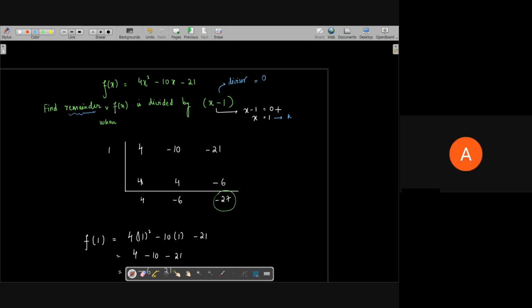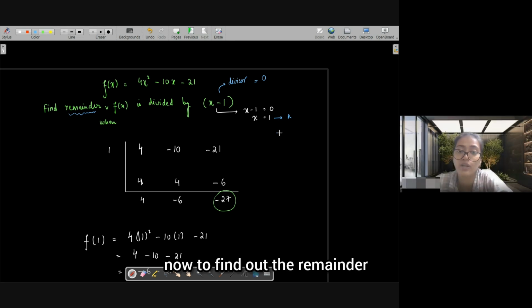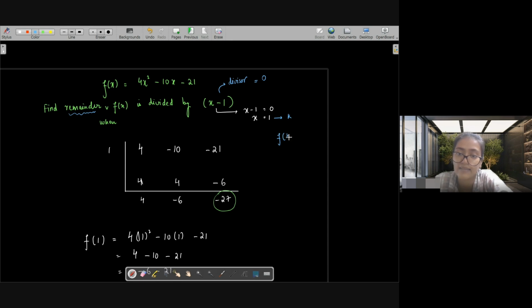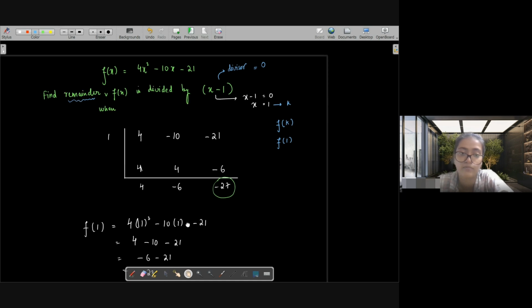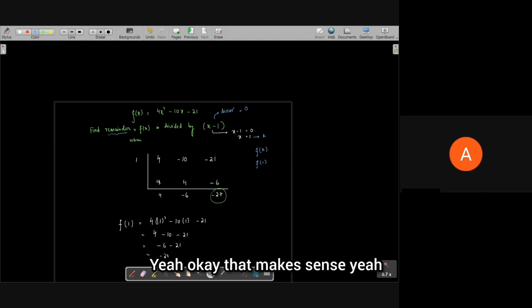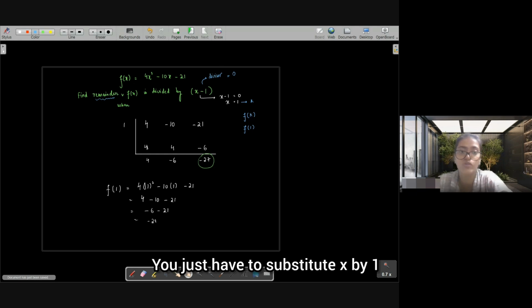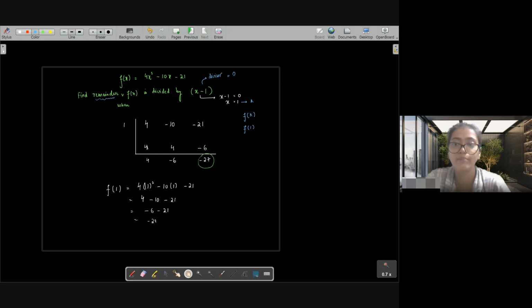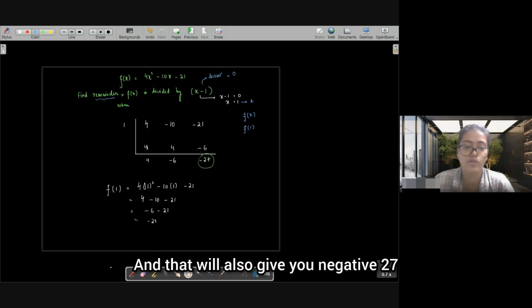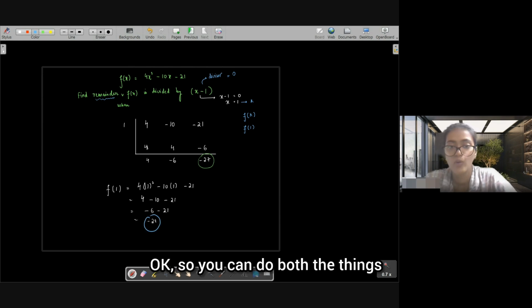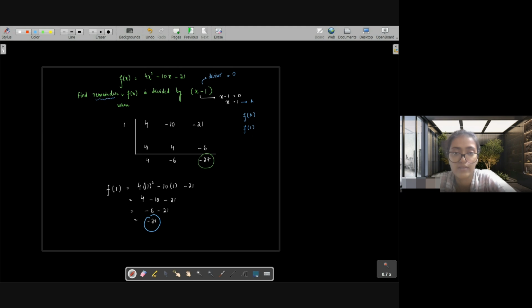Now to find out the remainder, you can also find the value of the function at k. So f of k, or f of 1. Okay, that makes sense. So f of 1 will be this. You just have to substitute x by 1, and that will also give you negative 27. So you can do both the things.